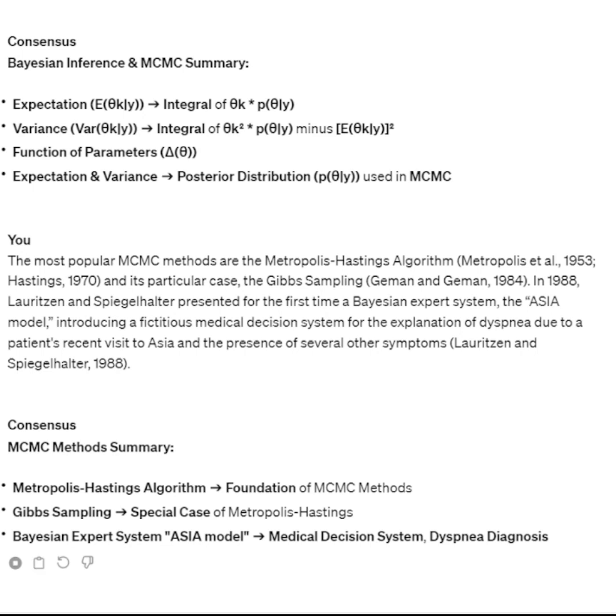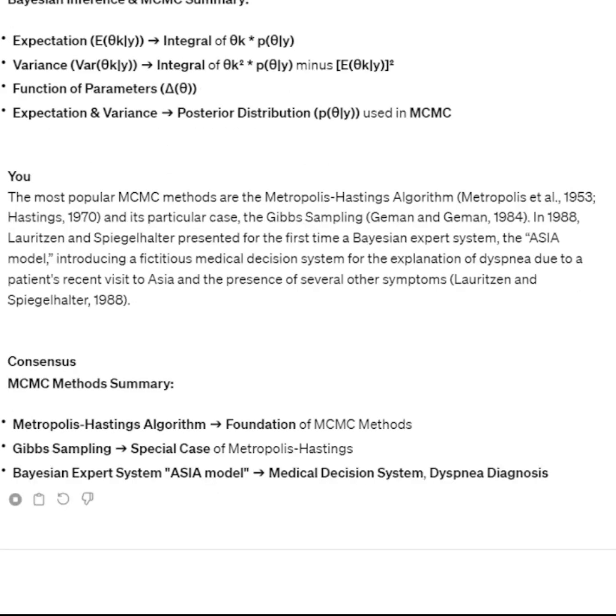MCMC methods summary. The Metropolis-Hastings algorithm is the foundation of MCMC methods and gives sampling. Gibbs sampling is a special case of Metropolis-Hastings. An example is the Bayesian expert system Athanasios model, a medical decision system for dyspnea diagnosis.